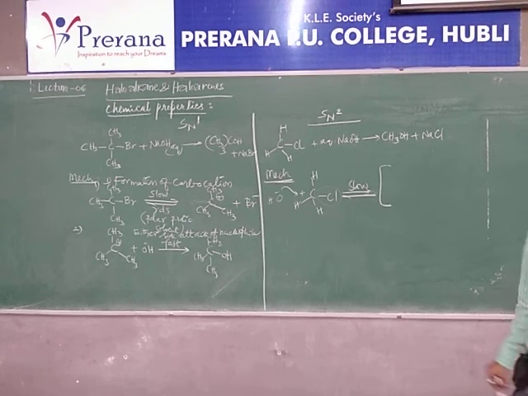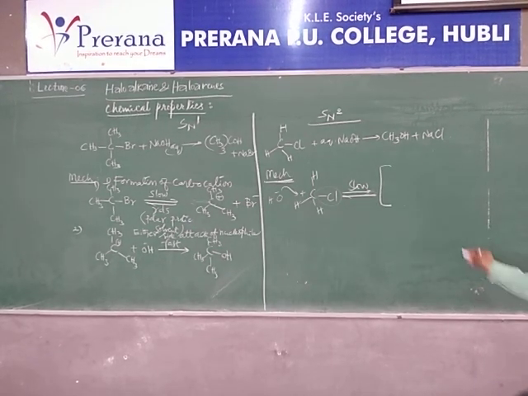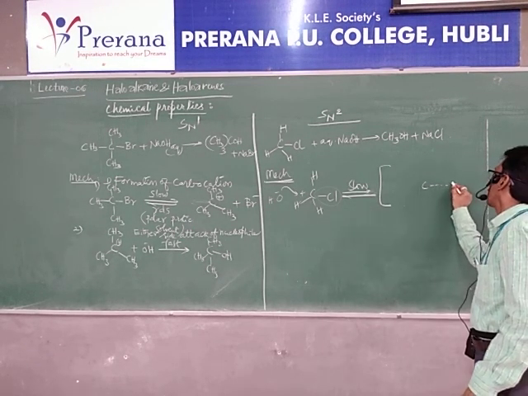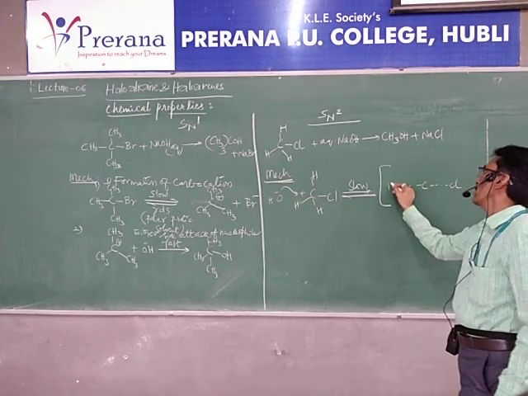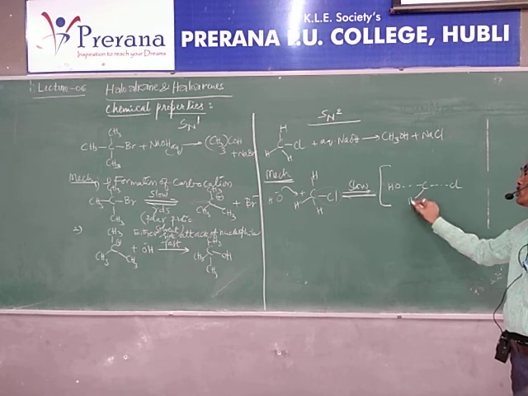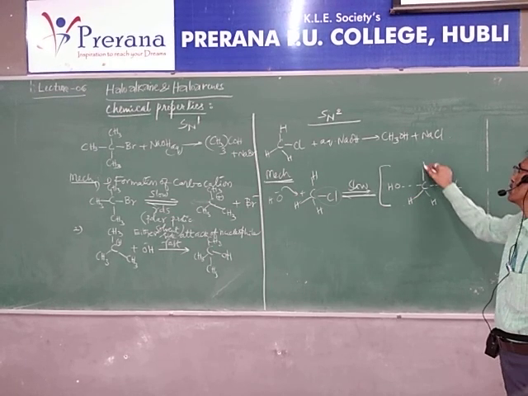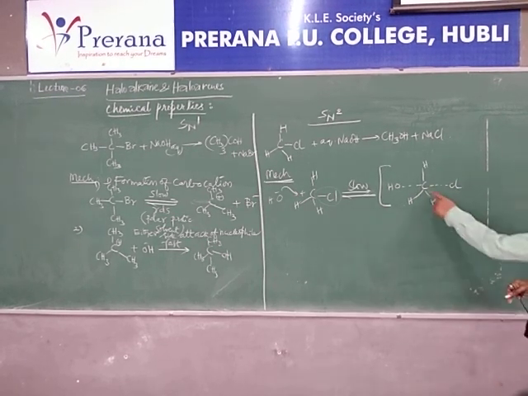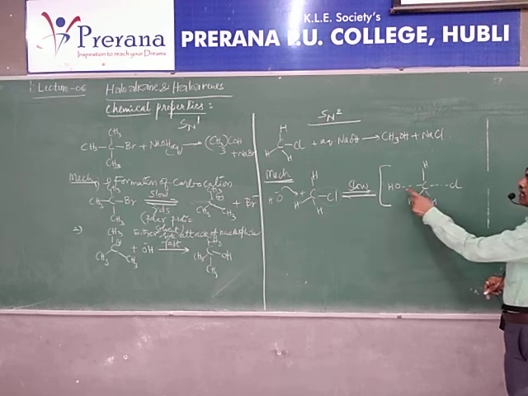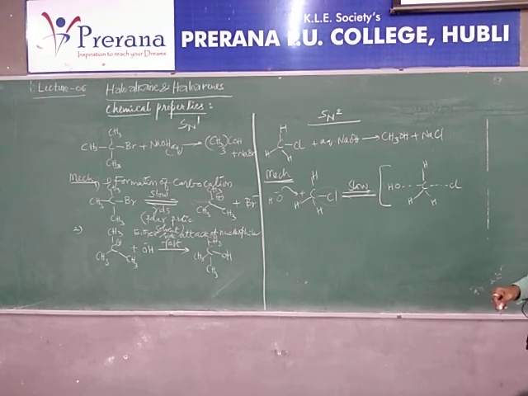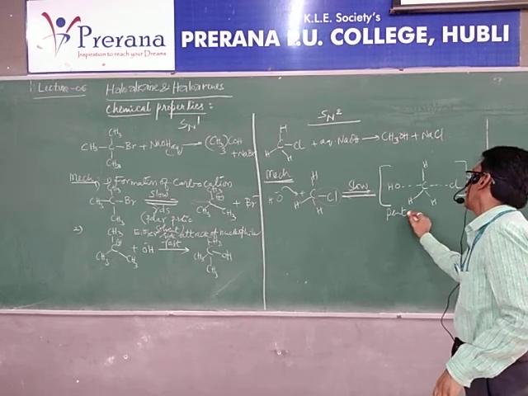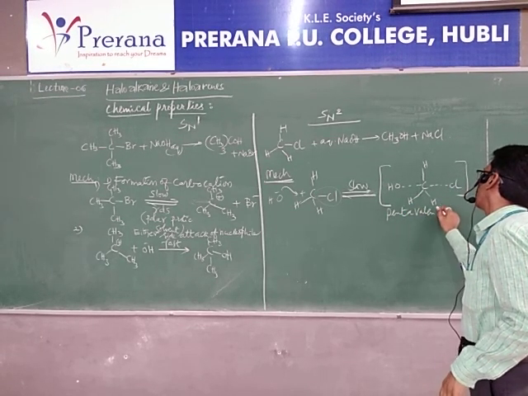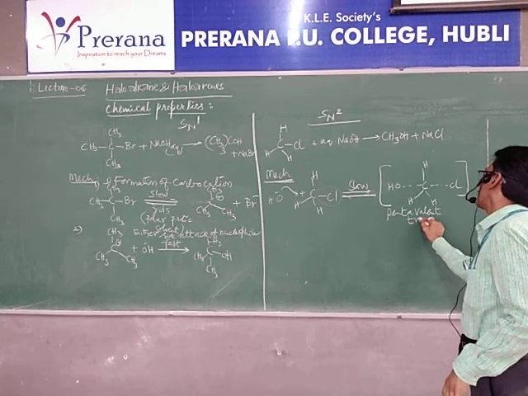Then 5 bonds around carbon are possible. The C-Cl bond is partially cleaved and the C-OH bond is partially formed. That is shown by dotted lines. 3 hydrogens you have to draw with thick lines. These are normal covalent bonds. This C-Cl bond is partially cleaved and this C-OH bond is also partially formed. Then this is a pentavalent transition state. No intermediate involved. Pentavalent transition state.